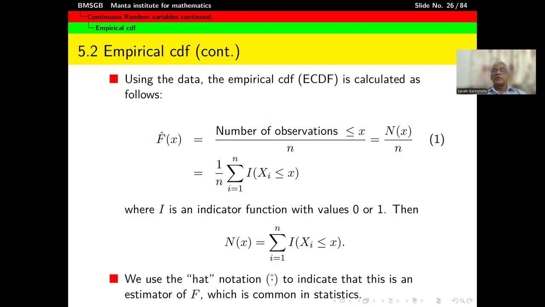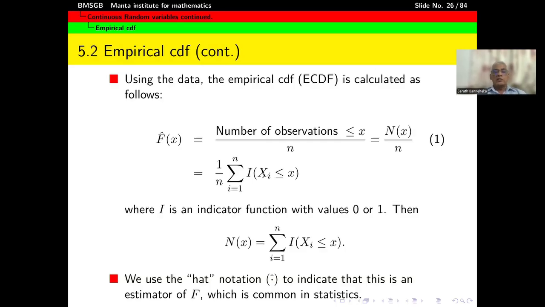This can be written in different ways. For example, if you denote the number of observations less than or equal to simple x by n_x, then F hat of x will be n_x divided by n. That is one way to write it. Some books use this method to define F hat at x: 1 over n, summation i from 1 to n, of I of xi less than or equal to x, where I denotes a certain function called the indicator function, which takes values 0 or 1 only.